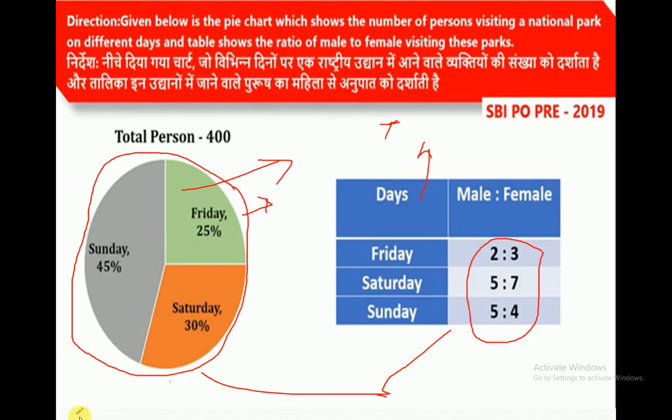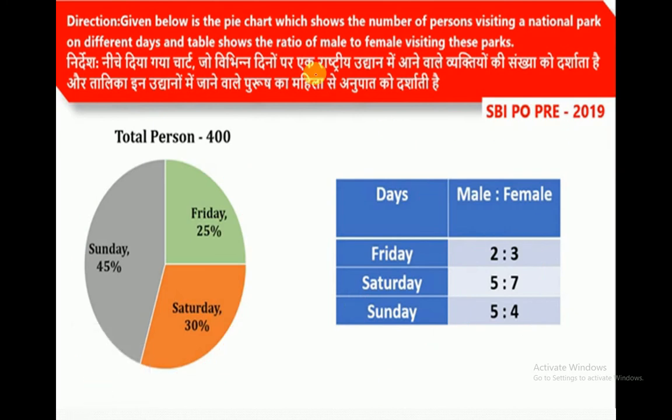So this was the question. You may pause and then read and try to solve, but I am going to solve it directly. Given below is the pie chart which shows the number of persons visiting a national park on different days. Let's pause over here. On different days, this pie chart shows us the distribution of people visiting the national park.